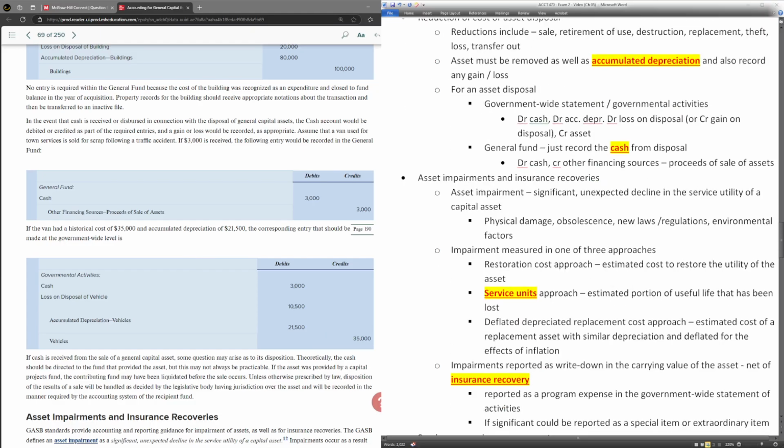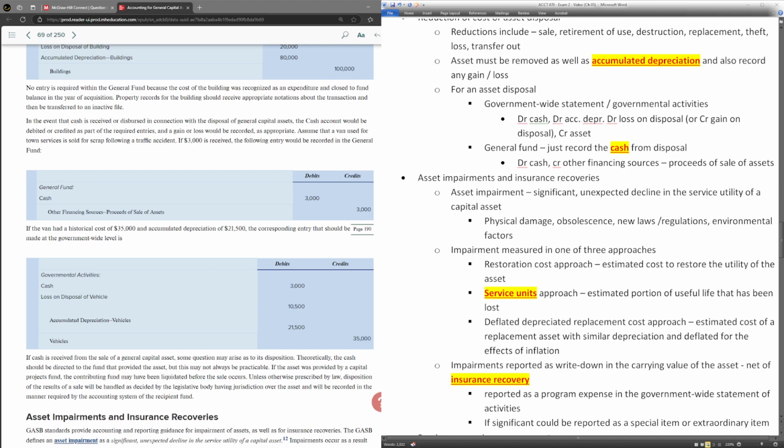Asset impairment and insurance recoveries. Obviously, if there is a known decline in the value or the useful life of the asset, because both of those could change the depreciation trajectory. But if we want to talk in real terms: physical damage, obsolescence, or new laws or regulations that make some asset that you have unusable. Let's say you built a skate park and then a new law outlaws skate parks. Then all of a sudden that asset is no longer useful.